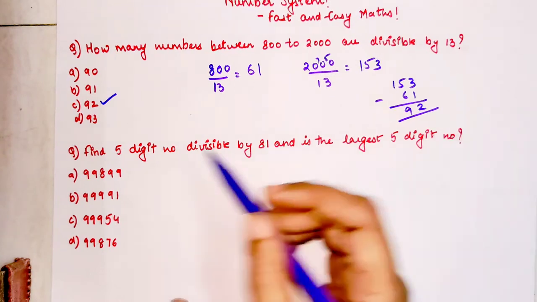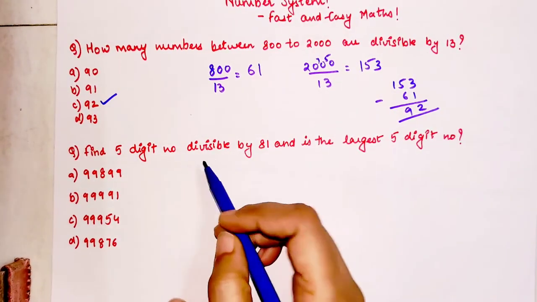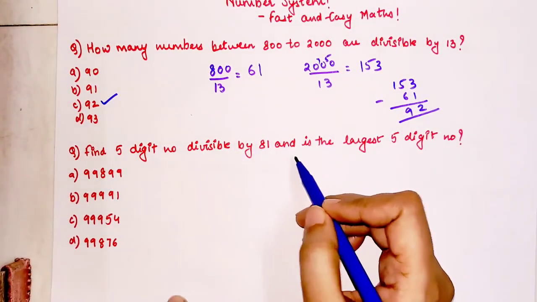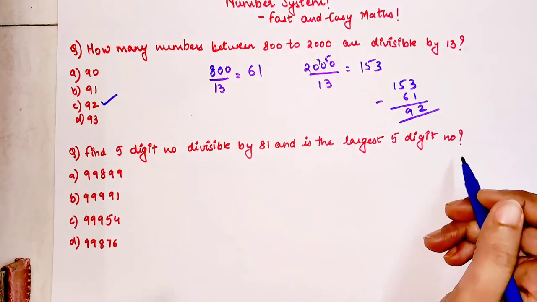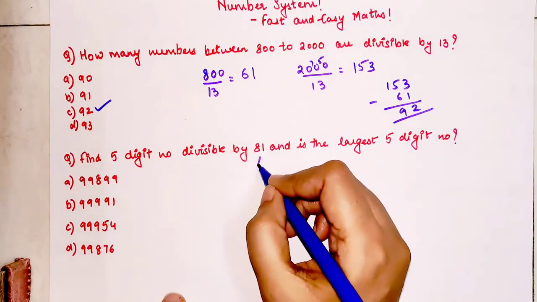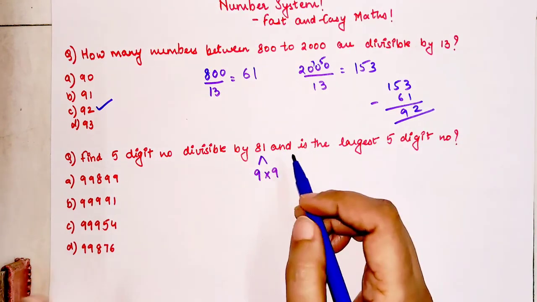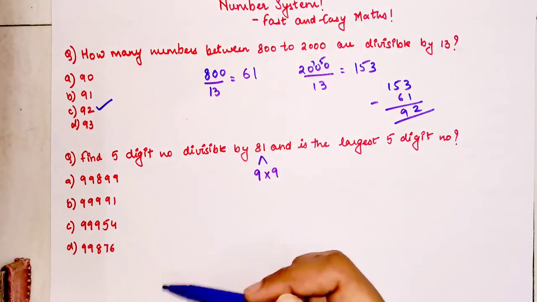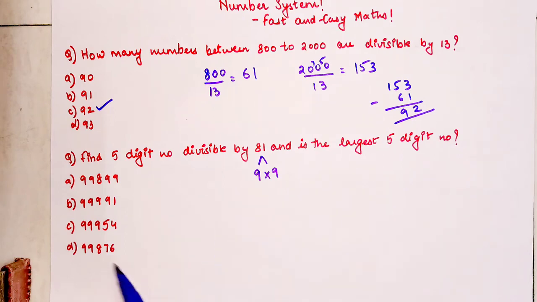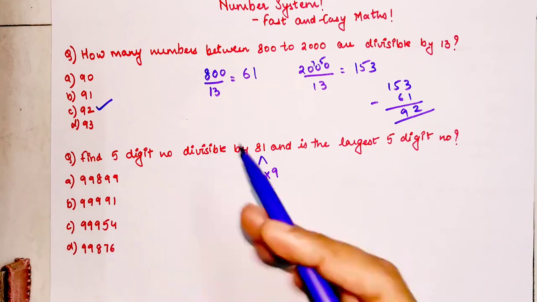Okay, so now the next question is, find the 5-digit number divisible by 81 and is the largest 5-digit number. Basically 81, I know it is nothing but 9 into 9. So I need to find a number out of all of these options which is going to be divisible by 9, and 9.